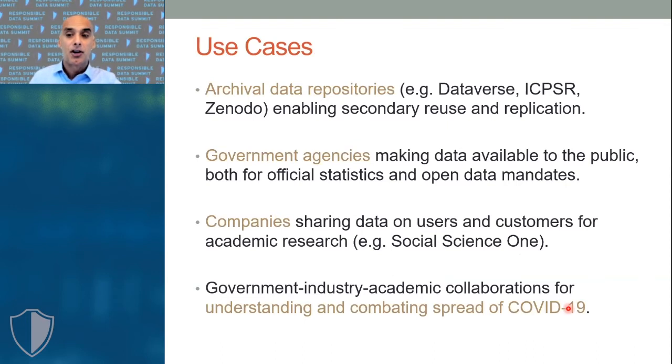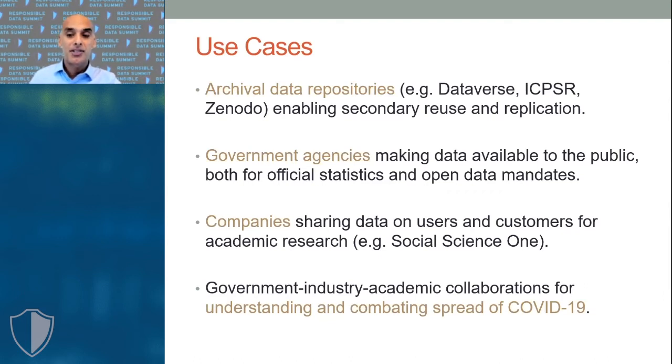For use cases, we are focused on opening otherwise sequestered and siloed sensitive data to support scientifically oriented research and exploration in the public interest. This includes data shared in archival data repositories, which scientific researchers use to share data sets with each other for secondary reuse and replication. It includes government agencies making data available to support research and transparency. And it includes companies sharing data with researchers, such as in the recent Social Science One project, whereby Facebook shared data to support the study of how social media is used for manipulating elections.